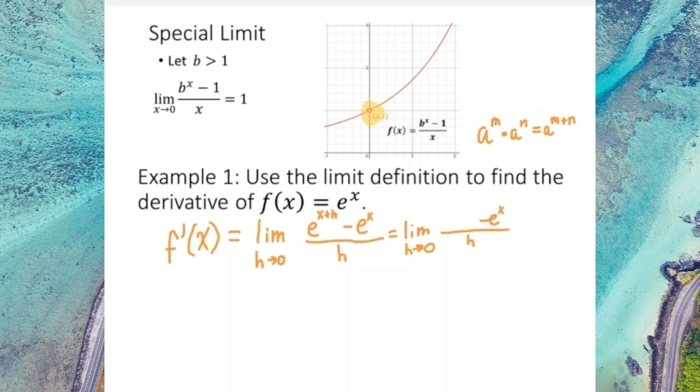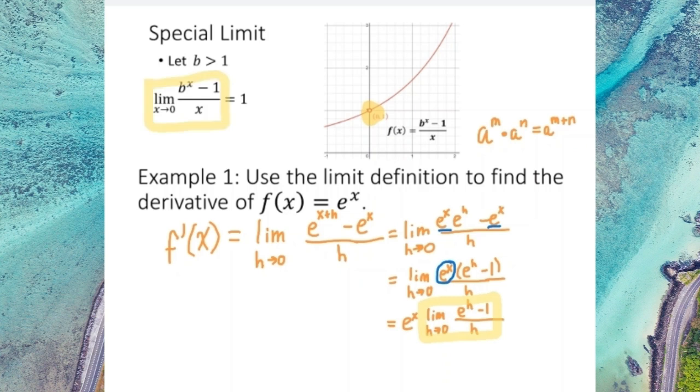Since we're adding inside of our power, we can write that as a product. So e to the x plus h equals e to the x times e to the h. Notice how e to the x is a common factor in our numerator, so we'll factor out the e to the x. Keep in mind, e to the x is now a factor that does not depend on h. Thanks to our limit properties, we can kick the e to the x out of our limit. And we have e to the x times the limit as h approaches 0 of e to the h minus 1 all over h.